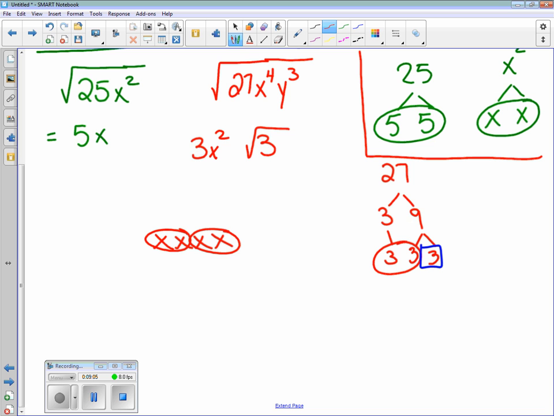Let's deal with the y's now. How many y's am I going to write down? Okay. And what am I looking for? Pairs. How many pairs do I have? So 1 pair comes out. Are there any left over? Yes. So that stays under the radical.